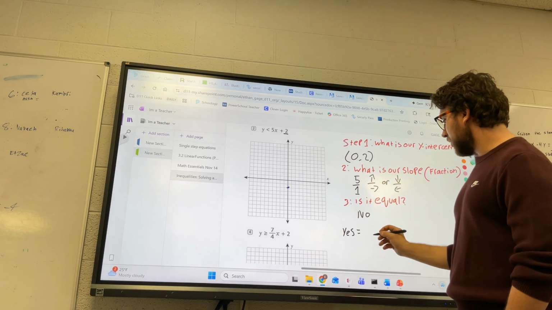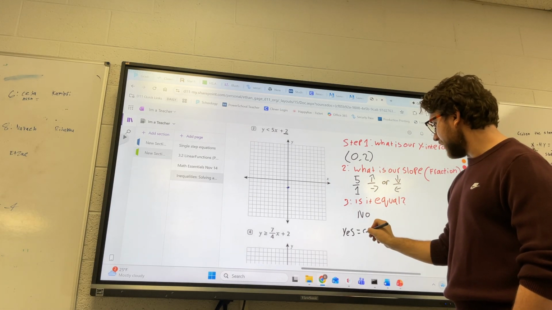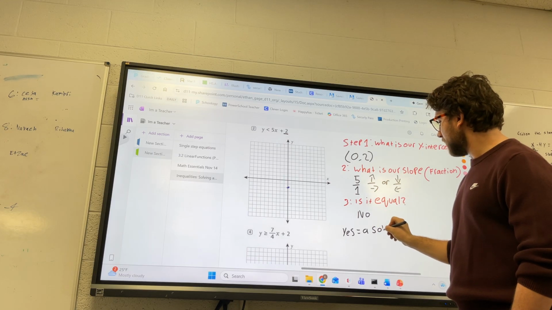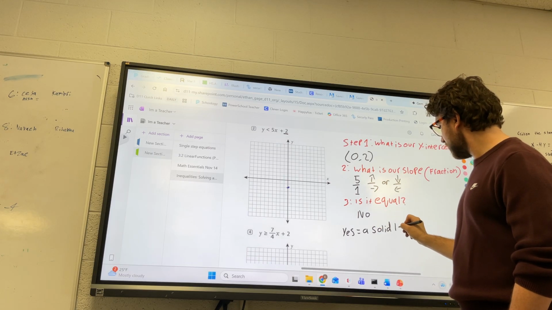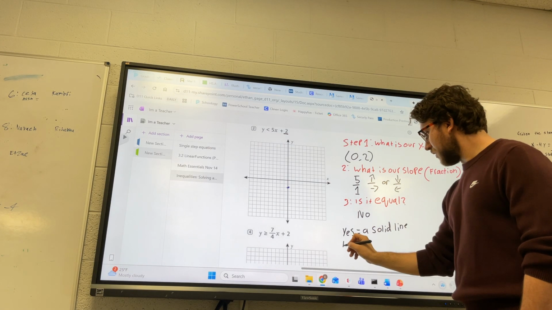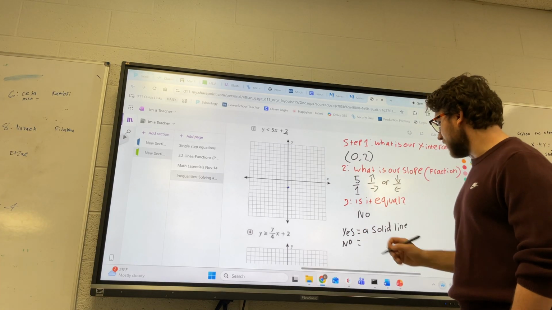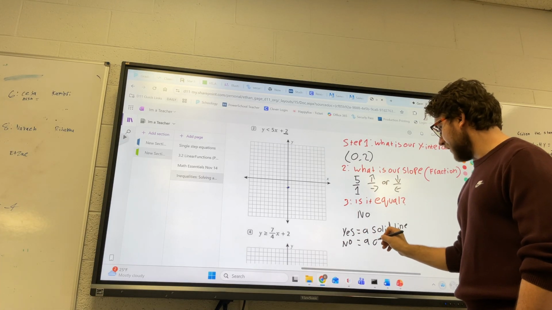Yes is going to equal a solid line. No is going to mean a dotted line.